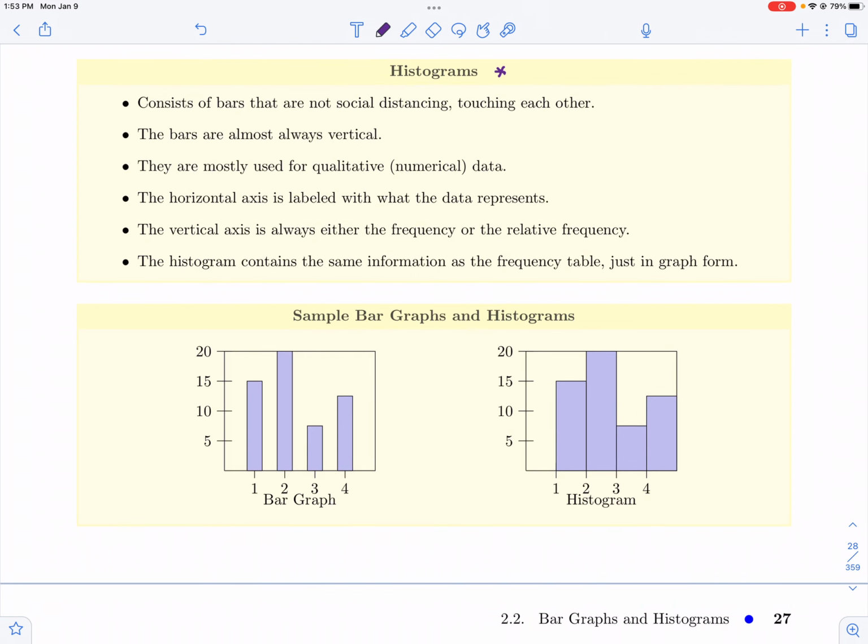I've got a picture of one of each kind. Notice on the left we've got our bar graph, and the bars are separated from each other. They're not touching. On the right-hand side, our histogram, we've got our bars starting at 1, connecting to 2, 2 connects to 3, 3 connects to 4, and then 4 technically connects to 5, even though there's no number 5 written down in that case.